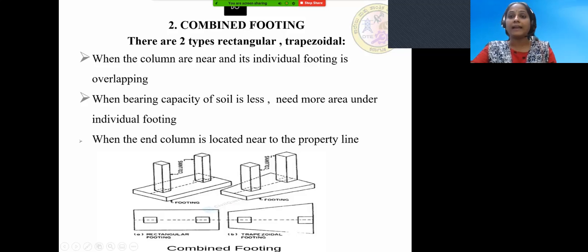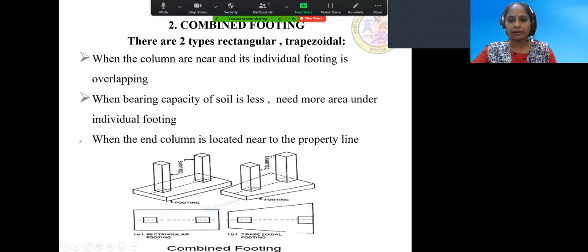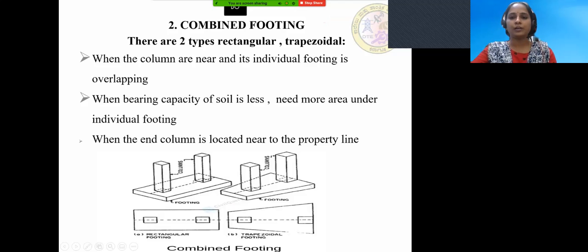Again, when the end column means the last column is located near to the property site. So imagine this is a property site. So if the column is located here, and one more column is here, so you'll combine both the columns and you provide this type of footing. So if that type of footing is provided, that is called as trapezoidal footing. Okay, usually for the property line issues, this trapezoidal combined footing is usually preferred.